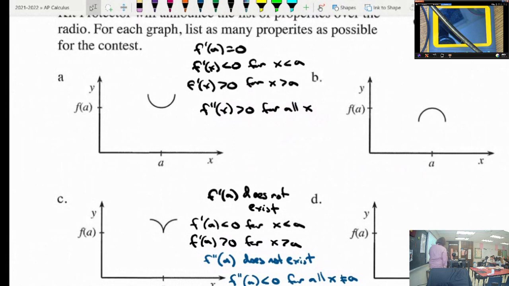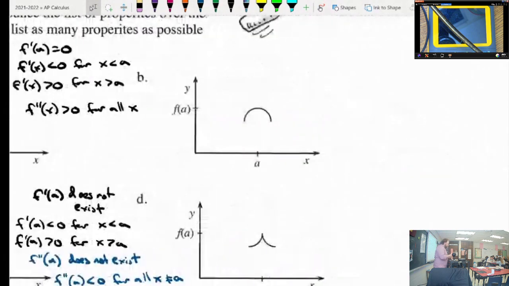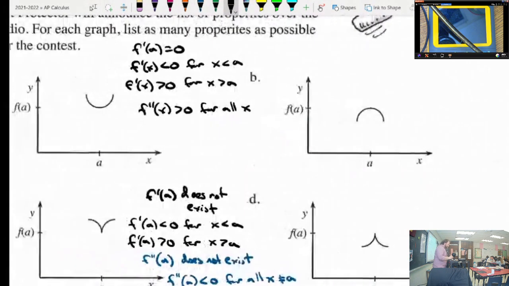So A and B are relatively straightforward because they're very much like what we just did in the previous lesson, just kind of backwards. This time I showed you the graph and I asked you to write the things, instead of giving you the things and asking you to draw the graph. B and A have pretty much the same answer except you swap out a few things. The derivative at A is still equal to 0. There's a horizontal tangent there.